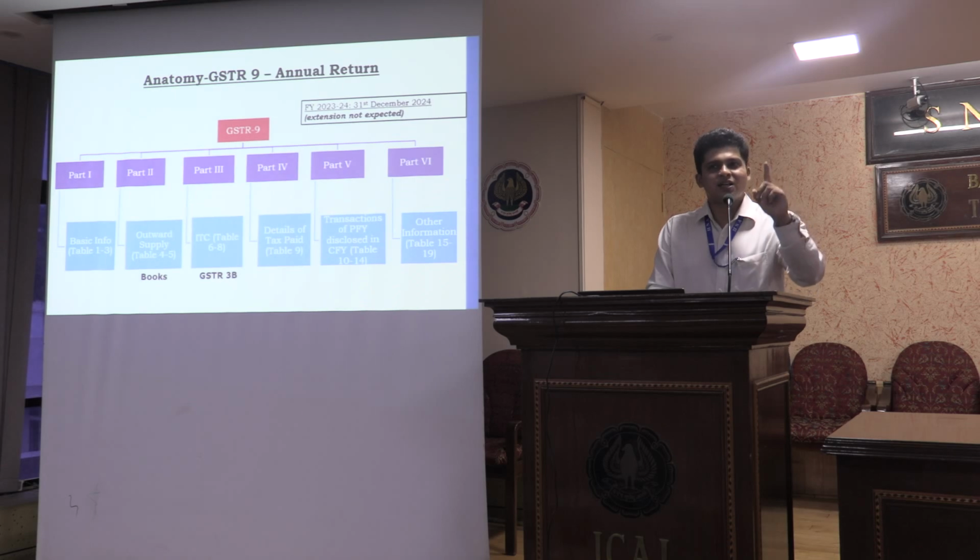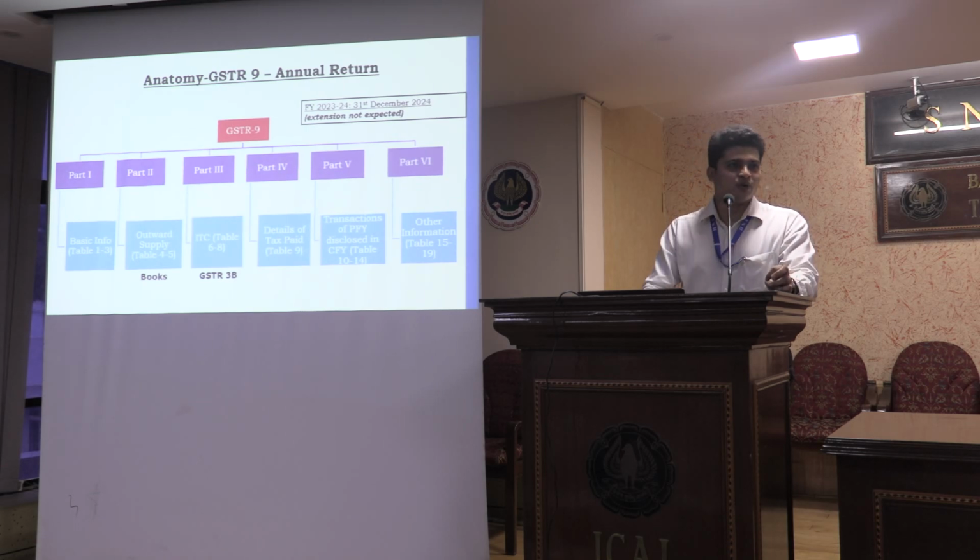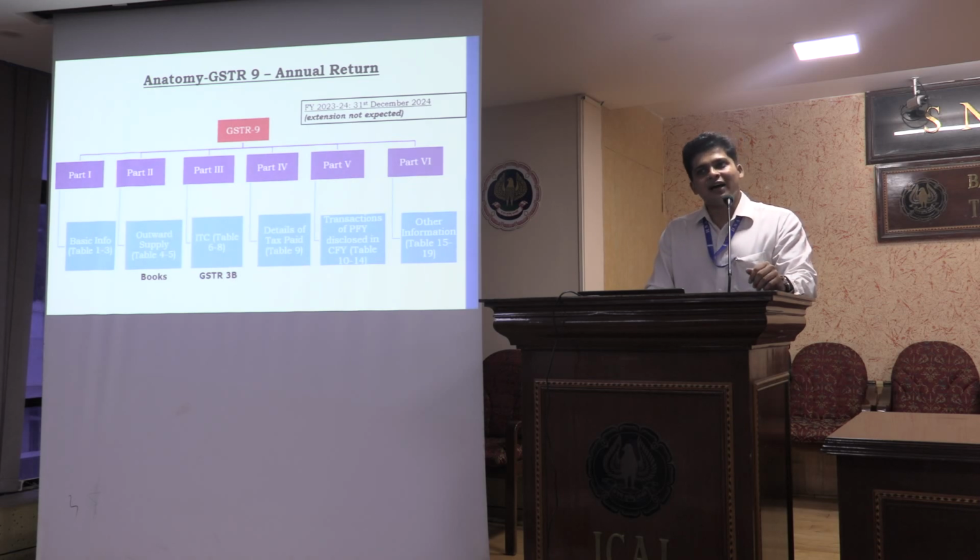automatically the first checkpoint which happens in GSTR 9 is in part 4. In part 4, you have details of tax paid, and this tax paid is arising out of the GSTR 3B. This is auto-populated data which cannot be edited. Which means if I am putting data which is lower than GSTR 3B. So if I have filed for the year 3B of say 100 rupees, I am showing as per books my liability to be 80 rupees.